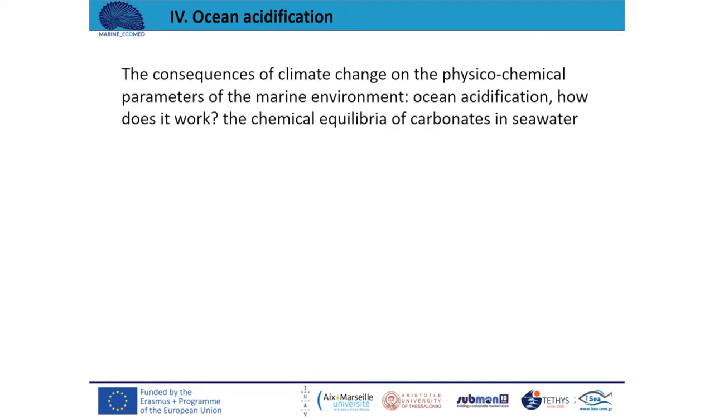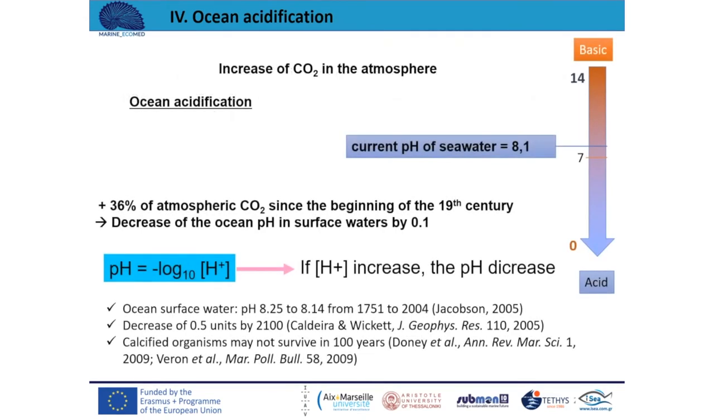Climate change has consequences on the physical and chemical parameters of the marine environment. How does it work? The increase of atmospheric carbon dioxide modifies the chemical equilibria of carbonates in seawater. The current pH of seawater is 8.1, that is to say, slightly basic. Since the beginning of the 19th century, the seawater pH has decreased and become more acidic. The forecast for the end of the 21st century predicts problems for calcified organisms.